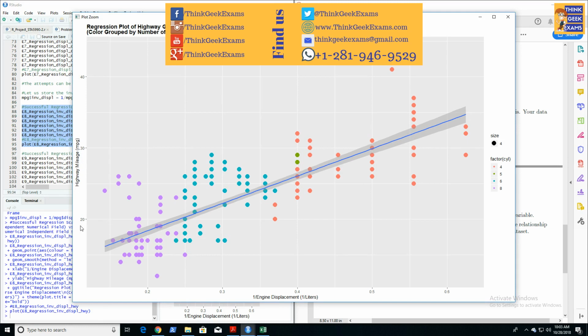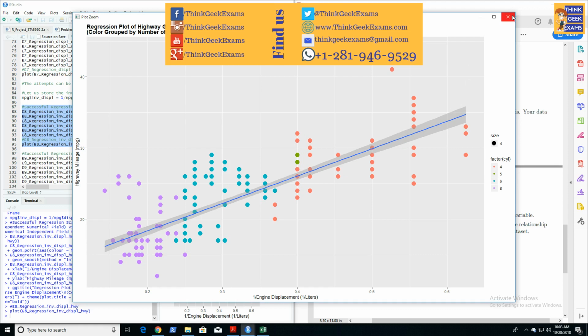This is highway mileage versus 1 over engine displacement, and the unit is 1 over liters. But it is pretty accurate. It is going up in this direction, and uniformly around the line, the dots are scattered. So this line is pretty much the center of the scatter data.